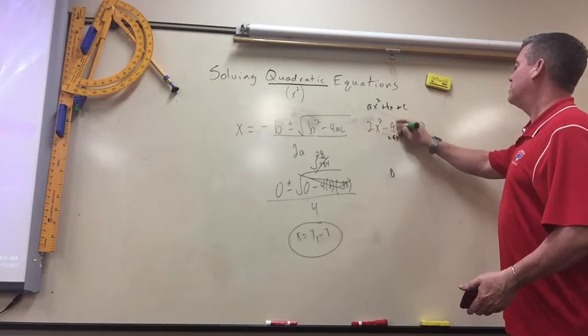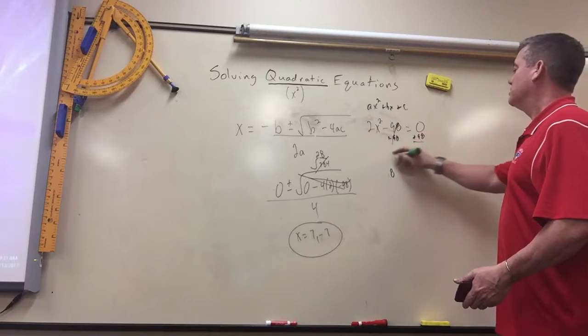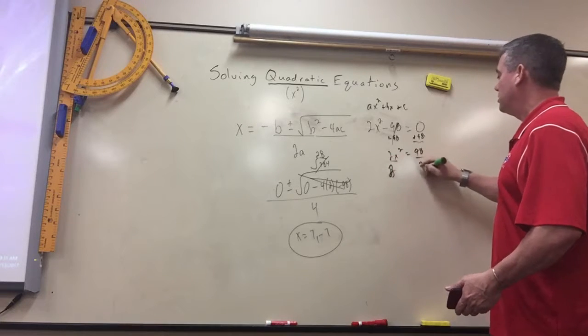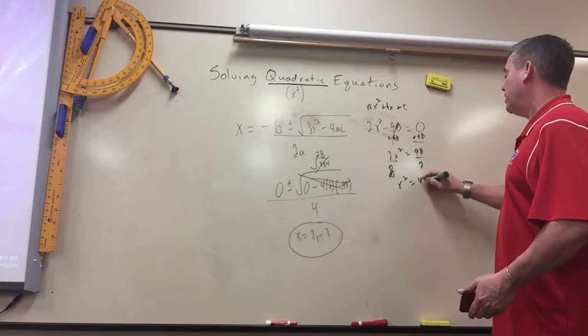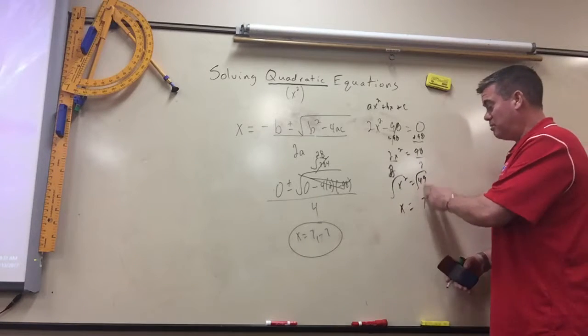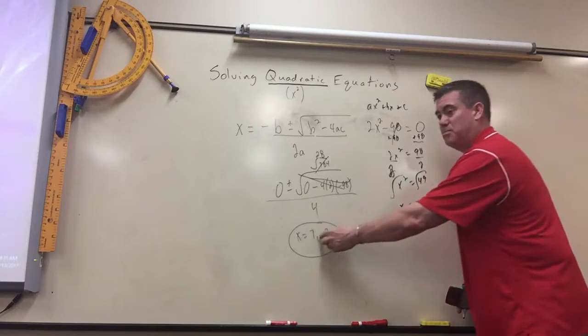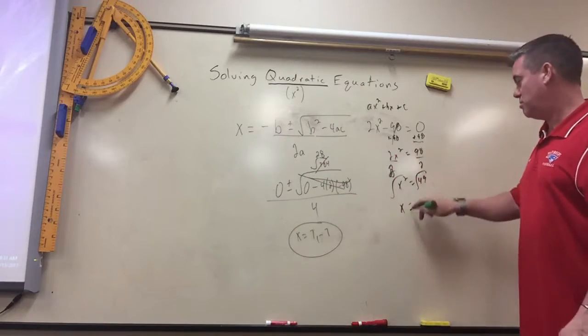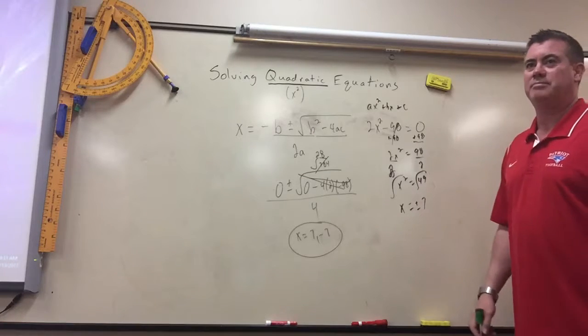Add 98, divide by 2, and then square root it. The only thing is sometimes here, when you solve it this way, you forget to put the plus or minus. That's what's nice about the quadratic, you'll always get those two. Okay?